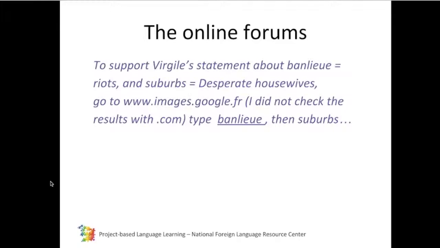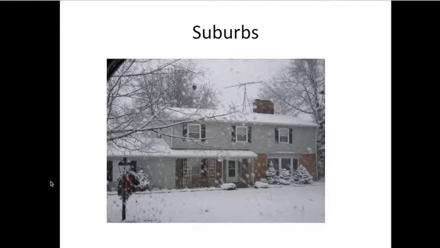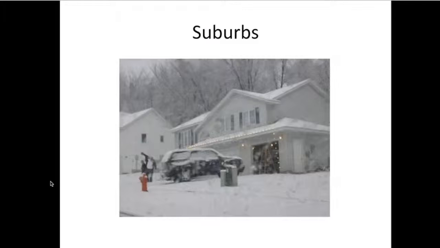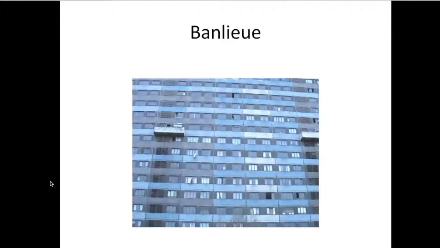And here, another French student has another suggestion. He says, well, to support Virgil's statement about banlieue equals riots, suburbs equals desperate housewives, well, go to google.fr and type banlieue and suburbs. And that's what they did. So they came up with the results for suburbs and a suburb and a banlieue and a banlieue.